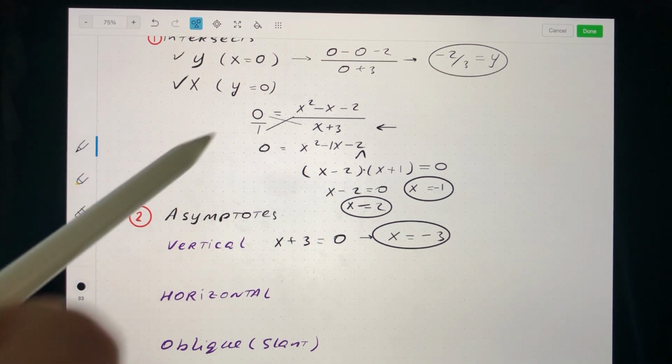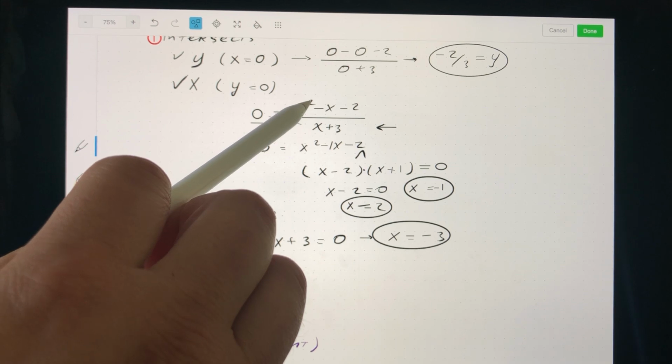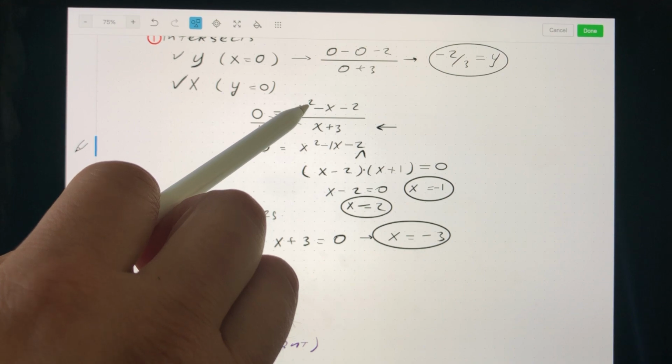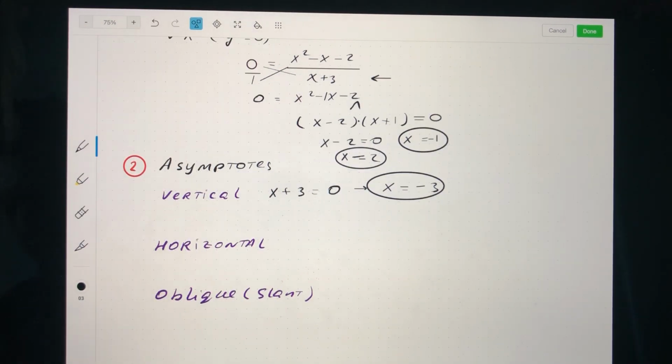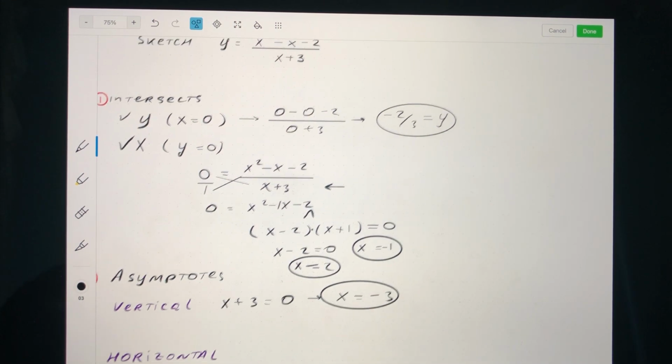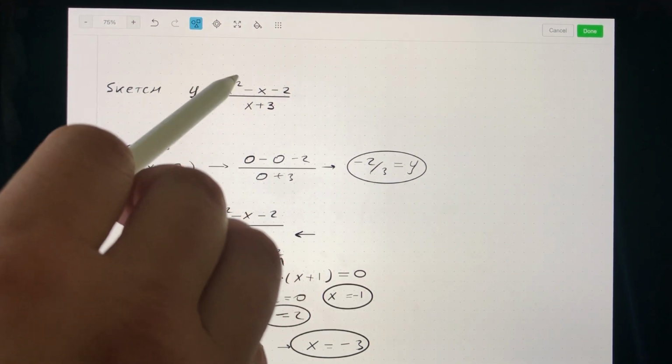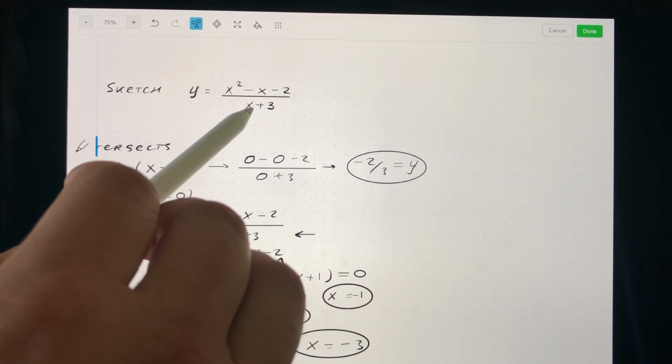Horizontal happens if the degree on the top is less than or equal to the degree on the bottom. That's not true, because our degree on the top is bigger. Oblique happens if the top degree is one more than the bottom degree. And that's exactly our situation, because our top degree is 2 and our bottom degree is 1. The top is one more than the bottom. So we have an oblique asymptote.